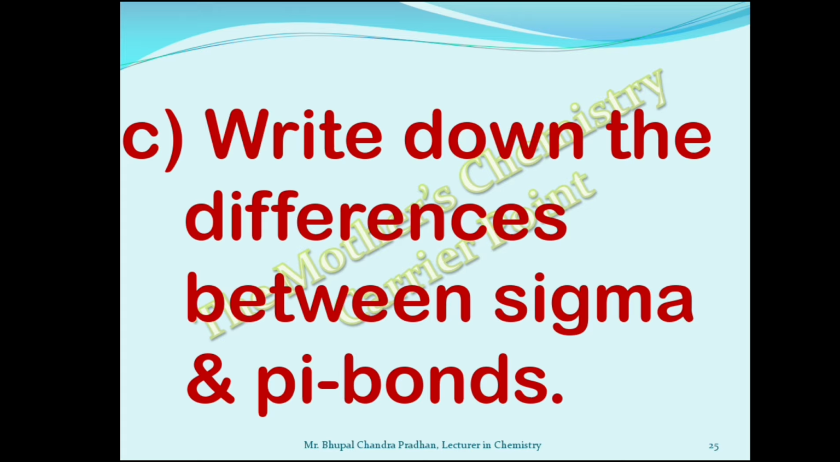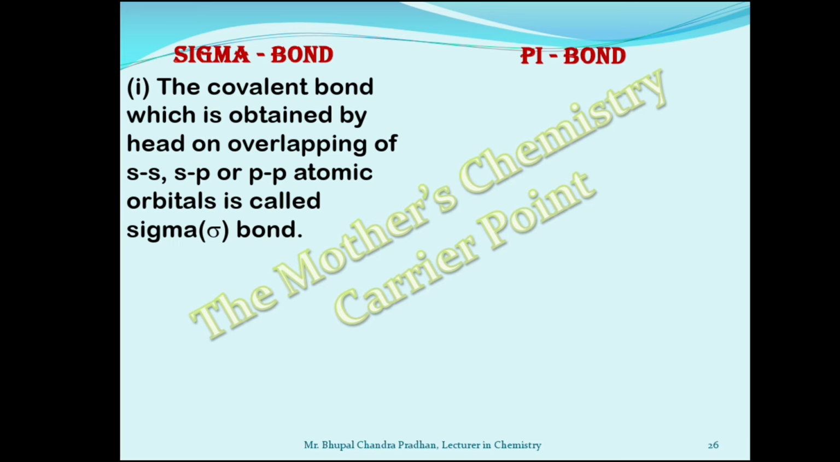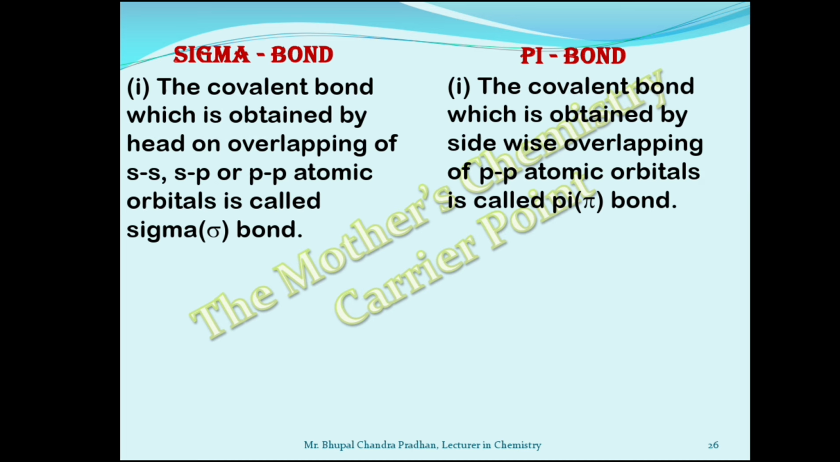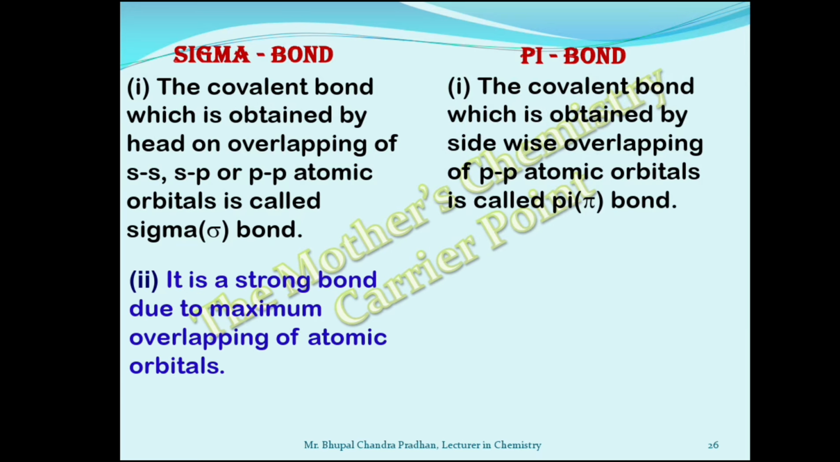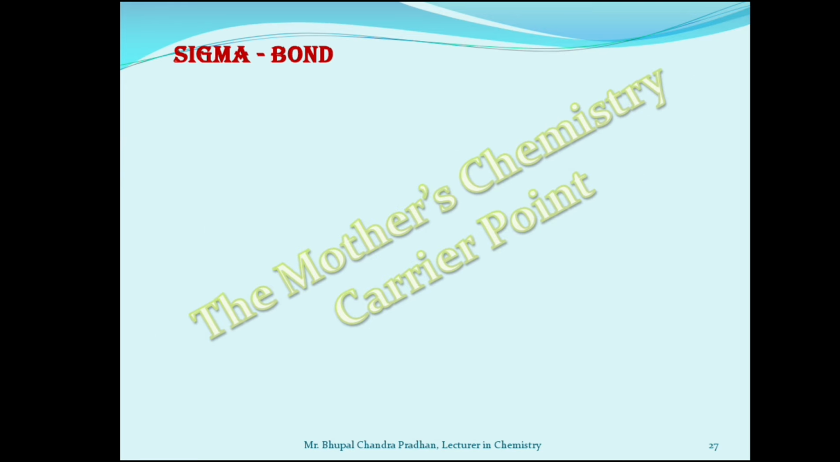Let us come to question number 3. Write down the difference between sigma bond and pi bond. The covalent bond which is obtained by head-on overlapping of s, sp or p atomic orbitals is called sigma bond. The covalent bond which is obtained by sidewise overlapping of p atomic orbitals is called pi bond. The sigma bond is a single bond and a strong bond due to maximum overlapping of atomic orbitals. But the pi bond is a weak bond as the extent of overlapping of atomic orbitals is very small. Now come to another difference.